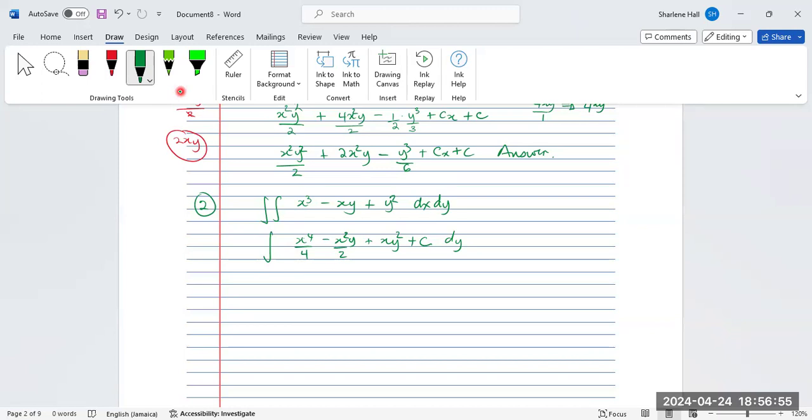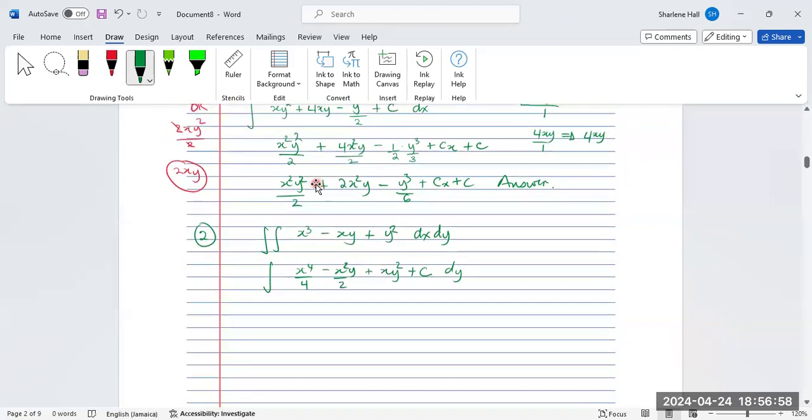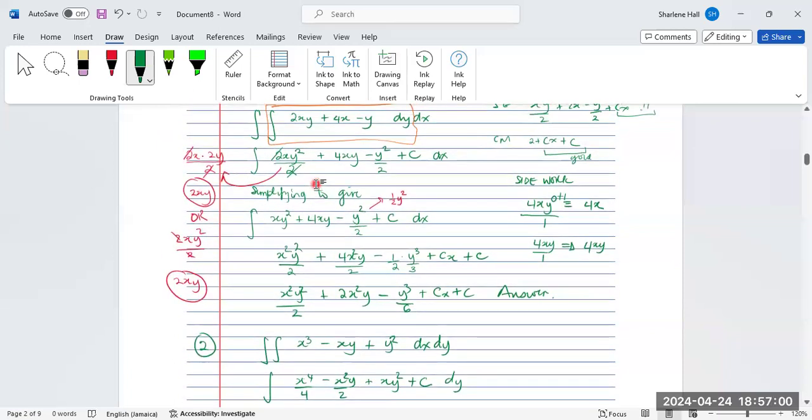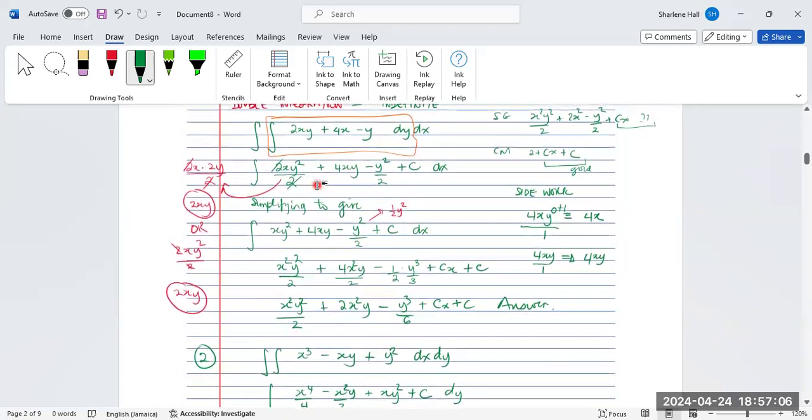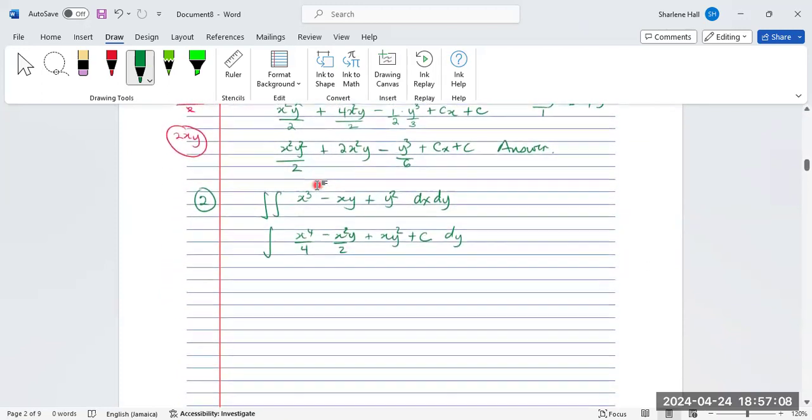I did say I was going to show you a trick, so I will show you the trick thereafter when I finish this one. So now this is the differential of the integral of this. Now I'm going to integrate it with respect to y. What do I write here? So I'm integrating with respect to y.